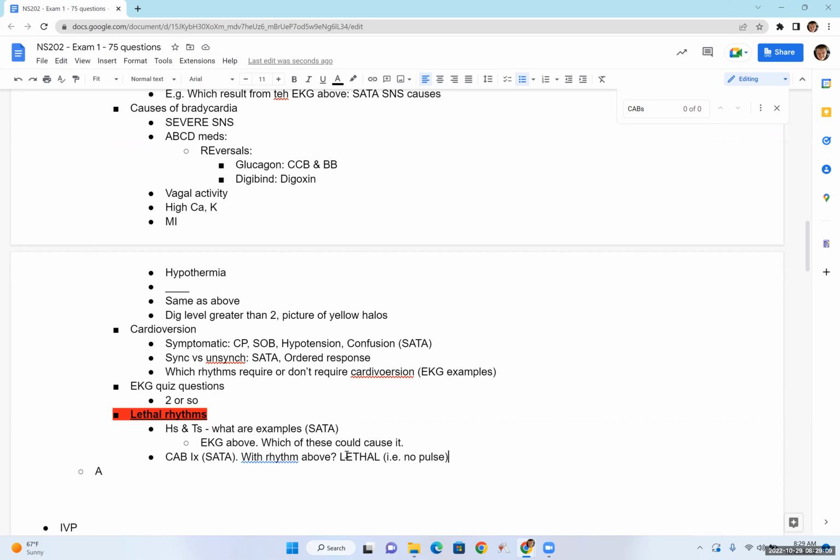All right, so it's been about 25 minutes on EKG. Are you good on EKG? Do you want to move on? Yeah, we're good. All right, so what's next? IV push. Do you want a little sprinkle of IV push?